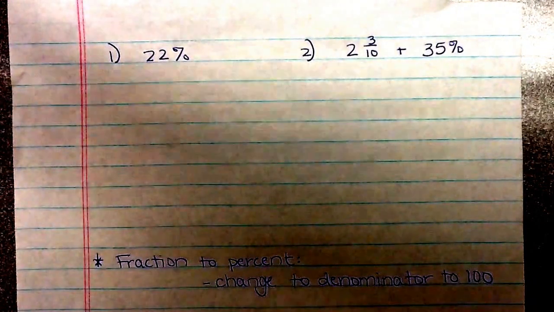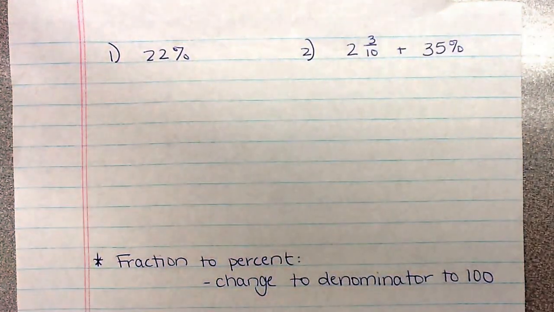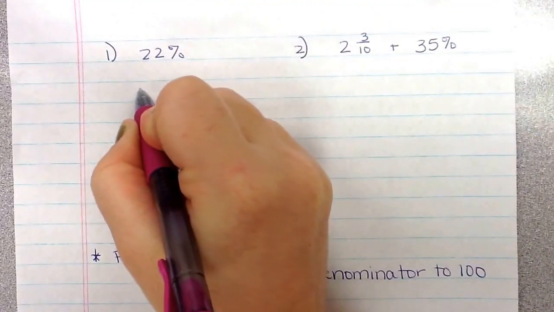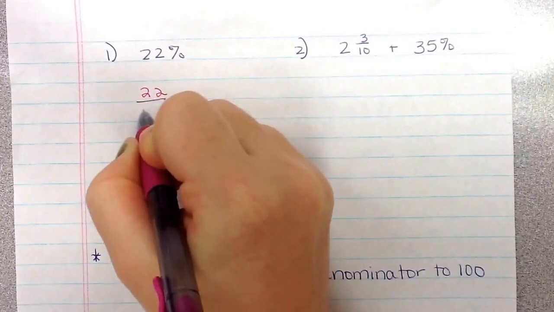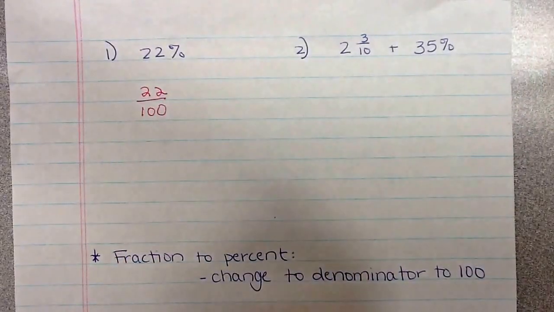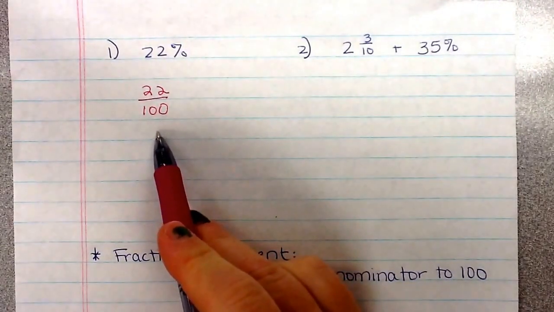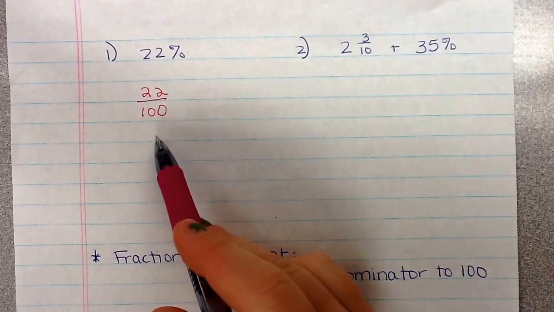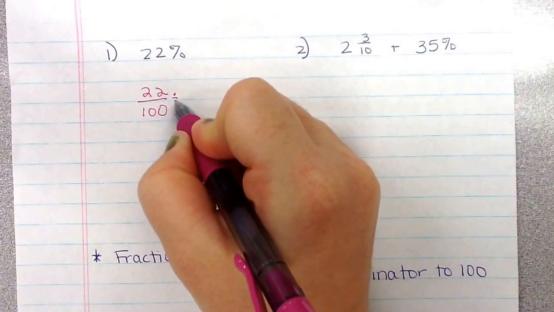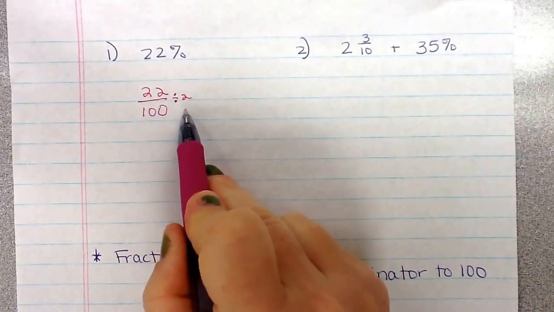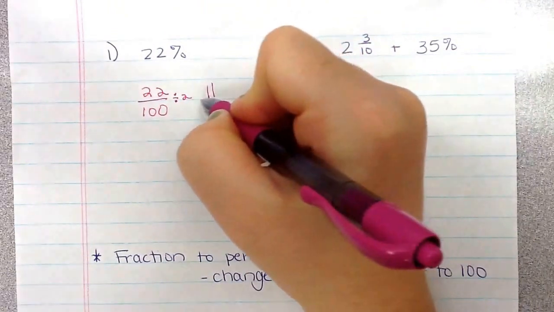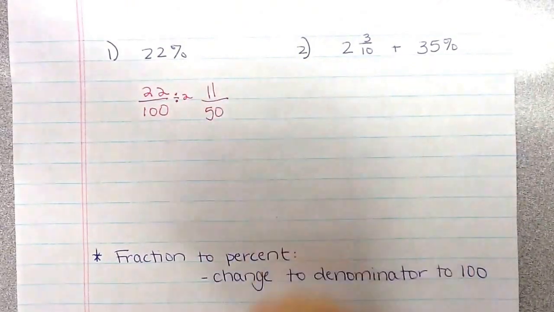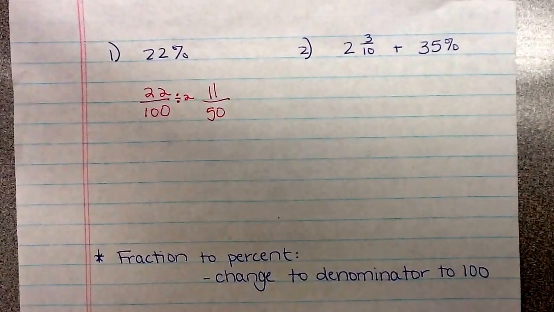So let's try one of these. 22%. A percent is a number over 100. So 22% is going to be written 22 over 100. So rewrite it over 100 and then simplify. What can I divide 22 and 100 by? I can divide them both by 2. 22 divided by 2 is 11. And 100 divided by 2 is 50. So 22% is the same as 11 over 50.